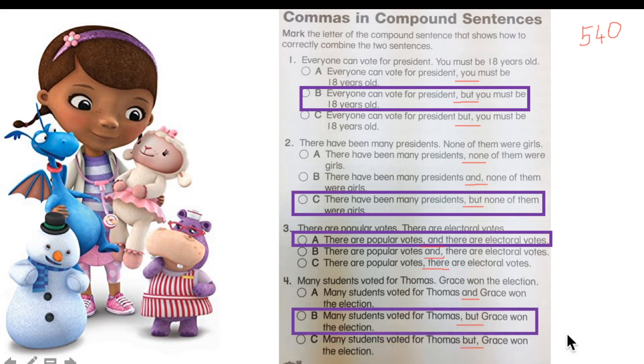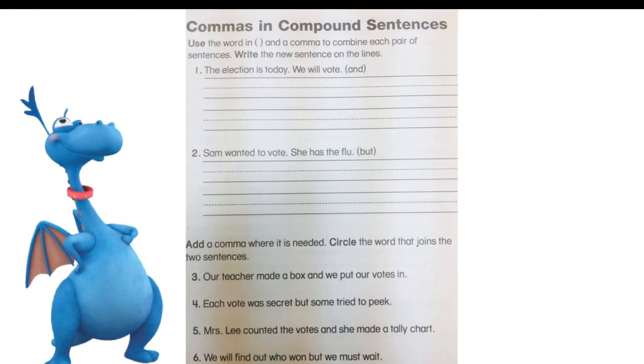Simple and easy. B. We never put a comma after but, and here the comma is missing. Great job. Let's go to the last page.